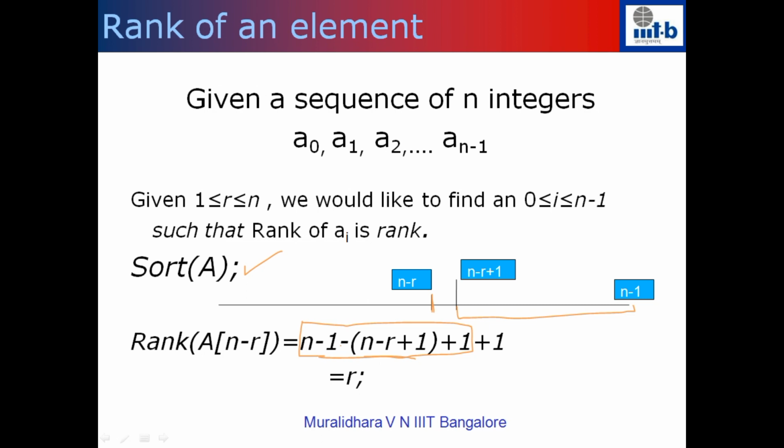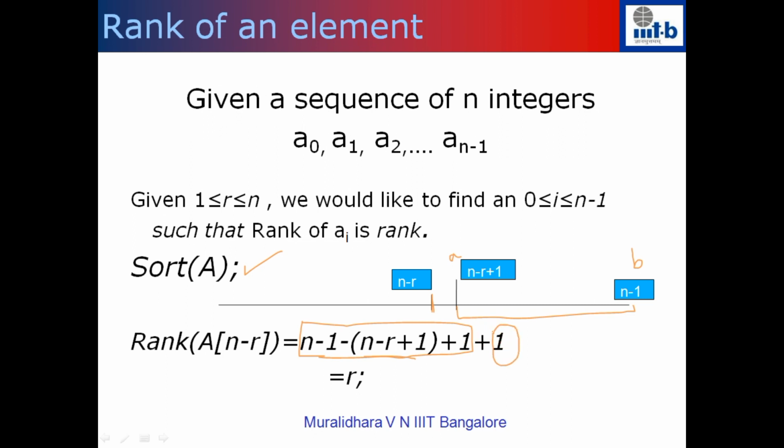So in general, if I give you an index a and an index b, then the number of numbers between a and b, including both endpoints, is b minus a plus 1. Here b is n minus 1, a is n minus r plus 1. So the number of numbers which are strictly greater than a of n minus r is exactly equal to n minus 1 minus n minus r plus 1 plus 1. And the rank is defined as the number of elements which are greater than this number plus 1. So I add the plus 1.